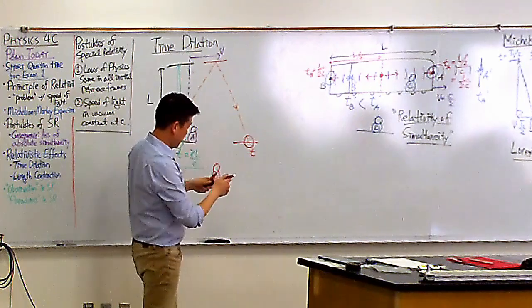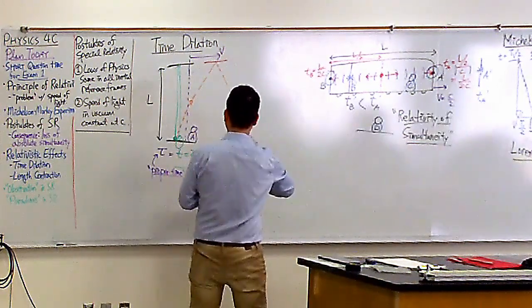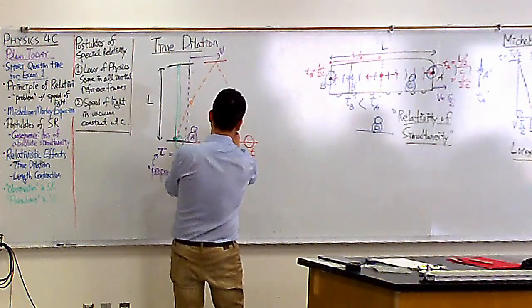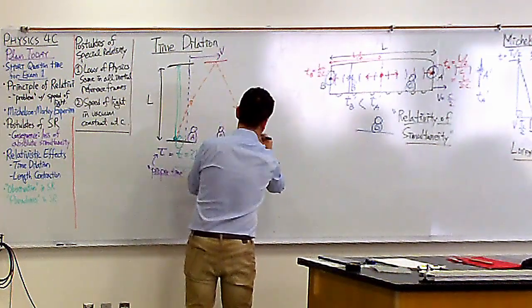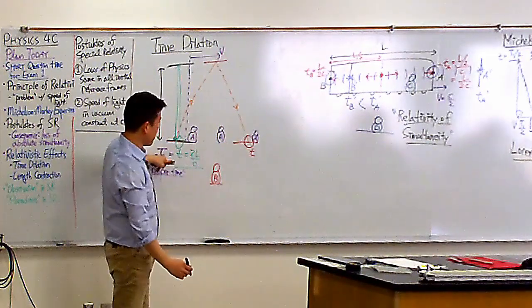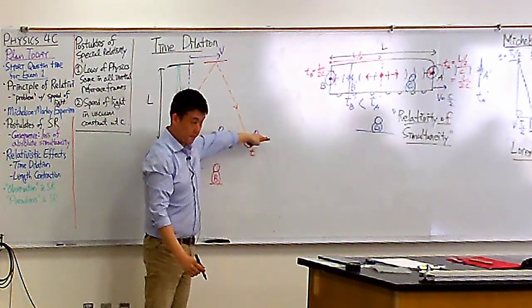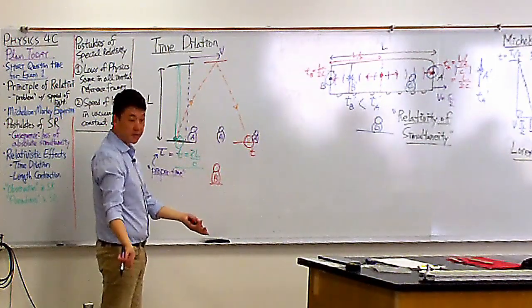Now, for observer A, who stayed with the clock, so if I'm drawing everything, observer A was here when the light hit there, and observer A is here when the light comes back. This same amount of time would have passed for observer A. So we are looking at, for observer B, how much time passed?